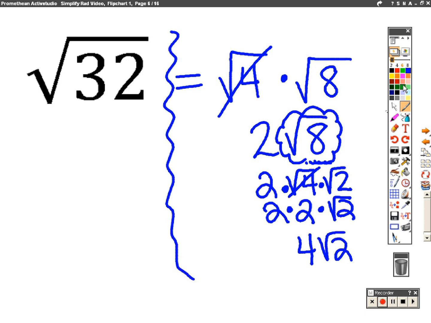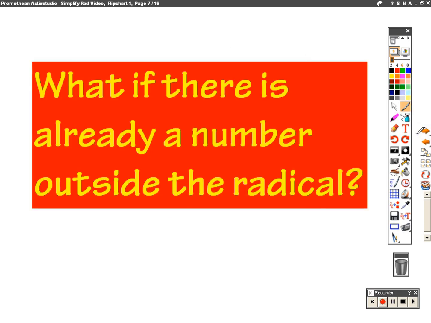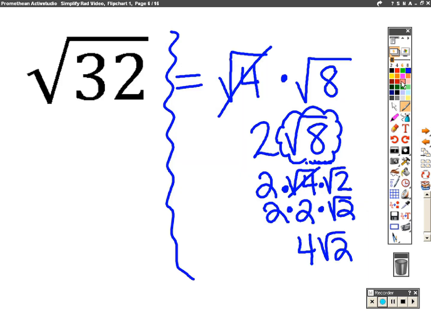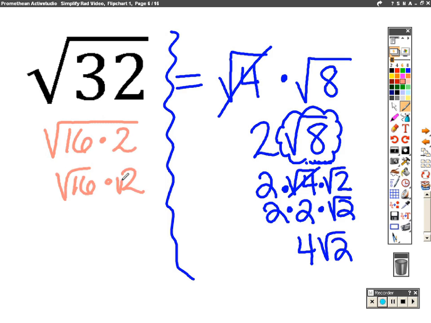I'm going to change color for a second. What if I had picked the right factors? What if instead I had written this as 16 times 2? This is the square root of 16 times the square root of 2, which is 4 radical 2.